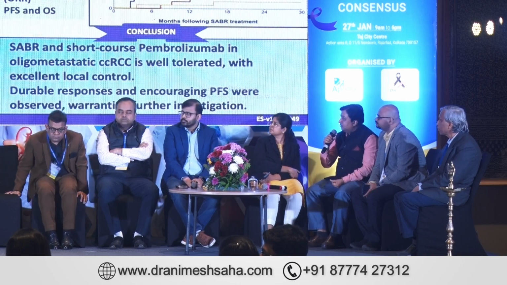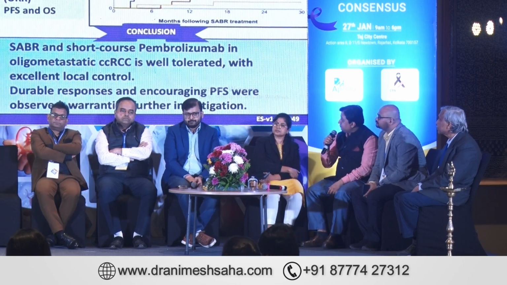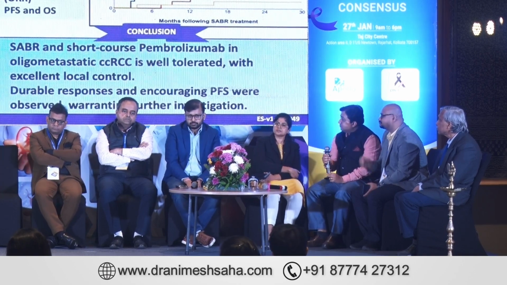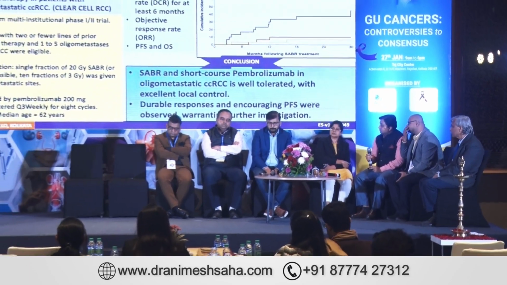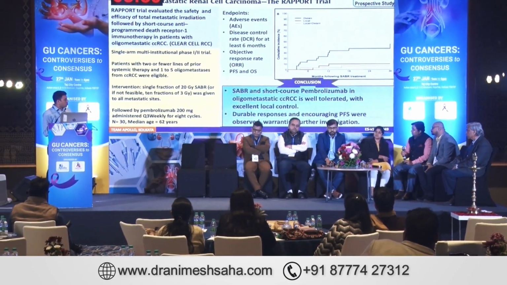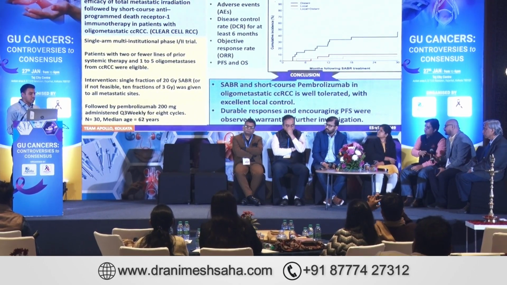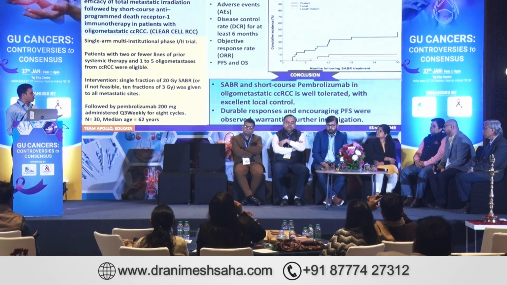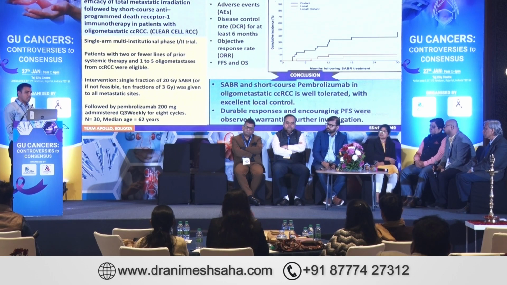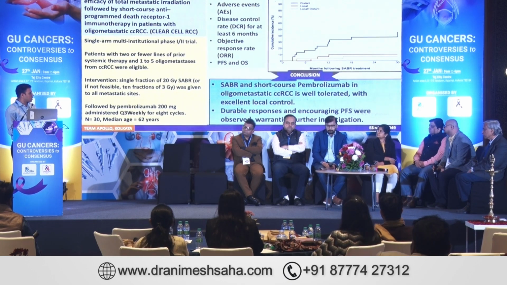So this is one study where they have given stereotactic radiotherapy with a short course of pembrolizumab. If you think this can be utilized in our practice, all these patients had received one or two prior lines of systemic therapy. Still they had 1 to 5 oligometastases. So what they did was go for a single fraction SABR to the primary and also to all the metastatic sites.